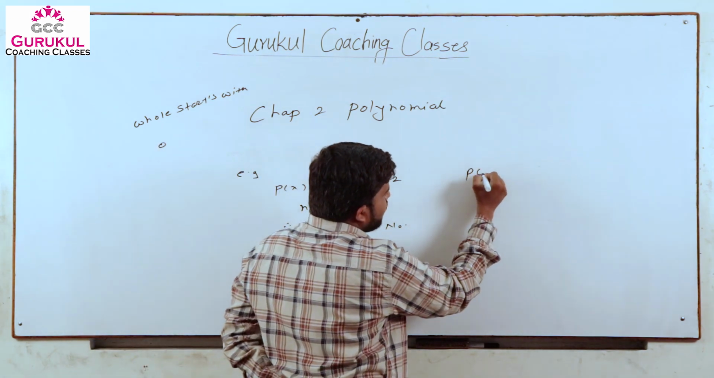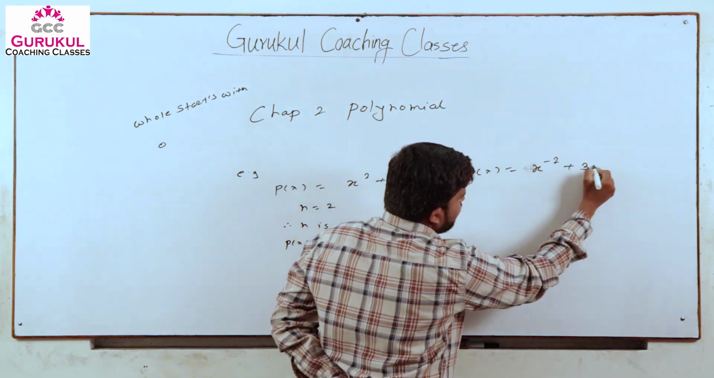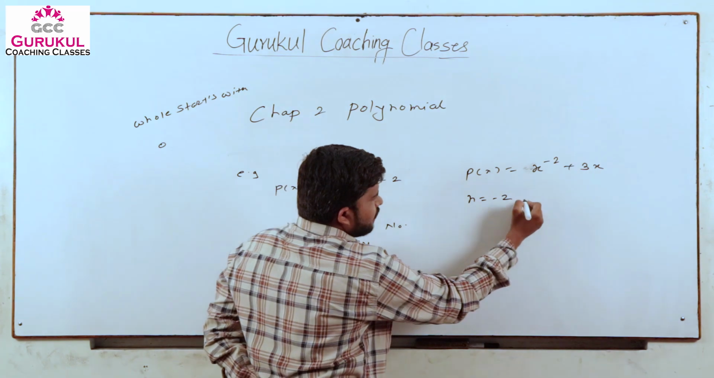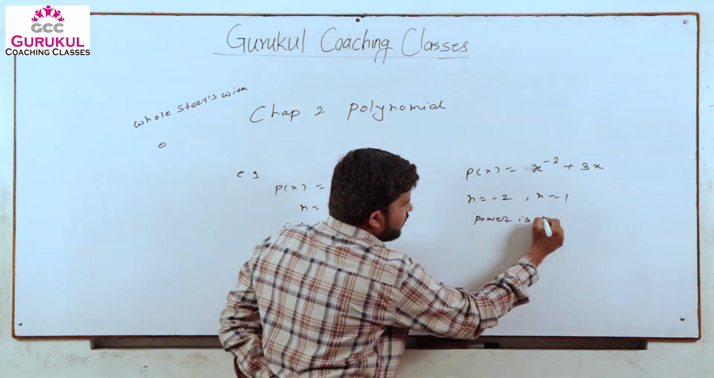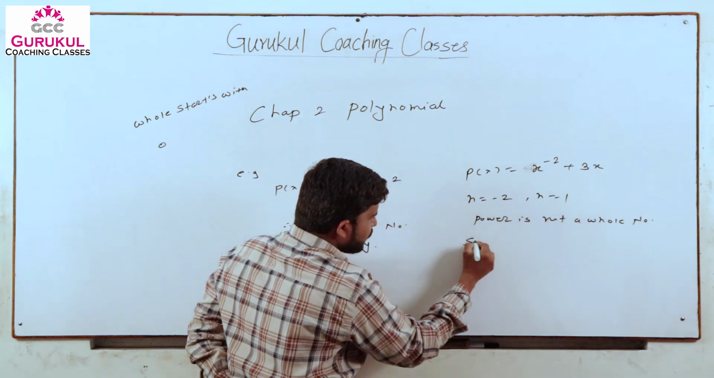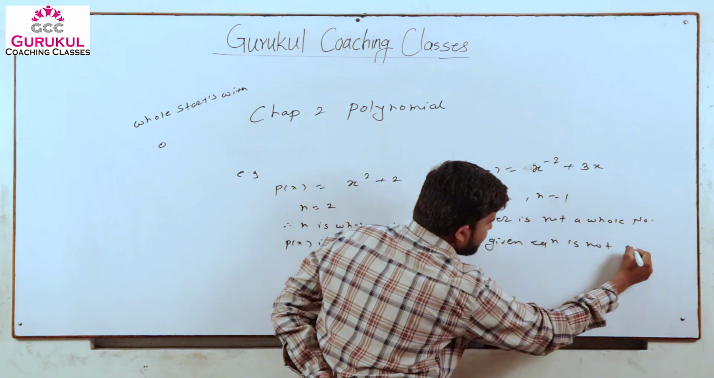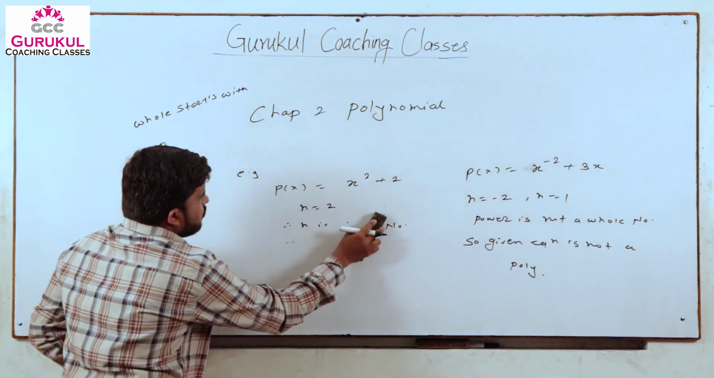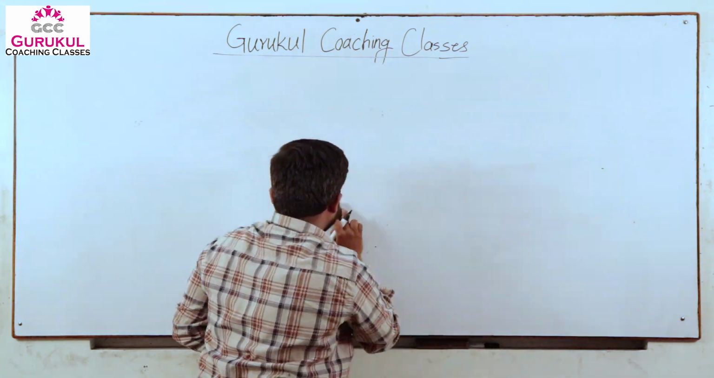Second example, p of x equal to x raised to minus 2 plus 3x. Here n is equal to minus 2 and n is equal to 1. Power is not a whole number, so the given equation is not a polynomial.